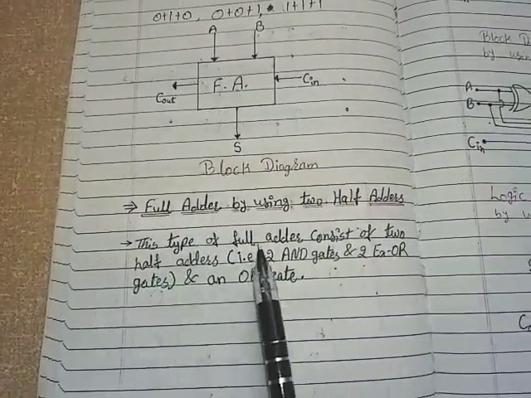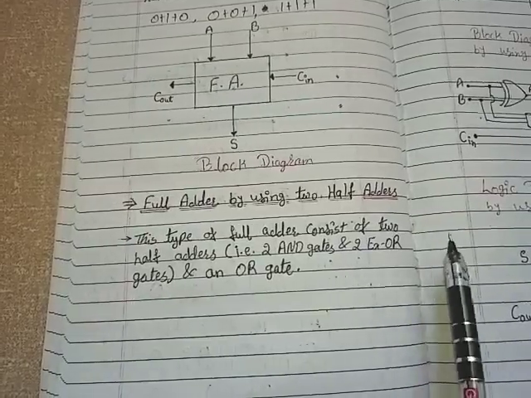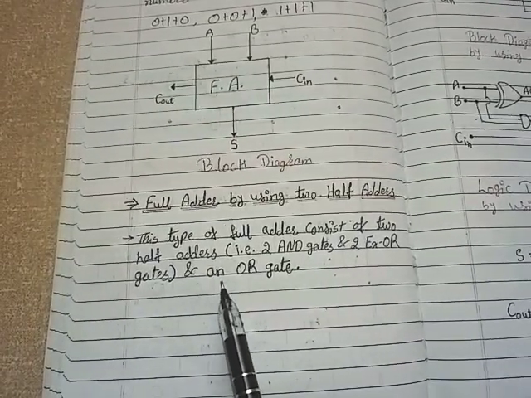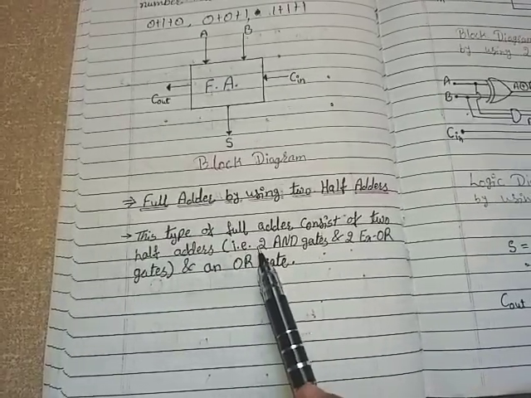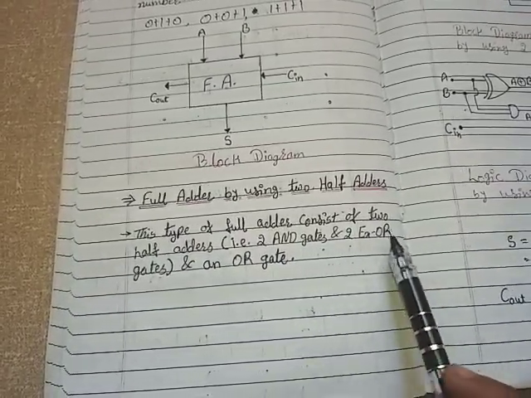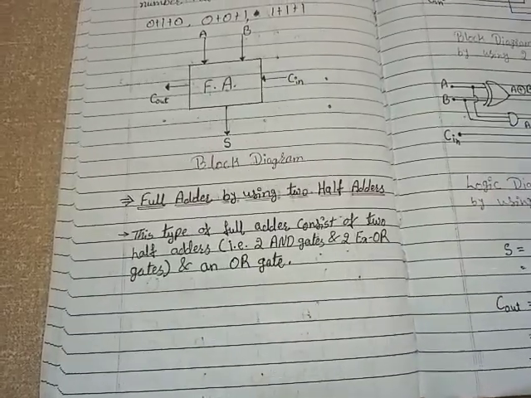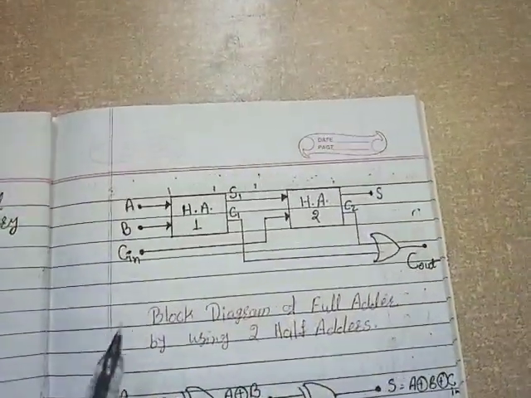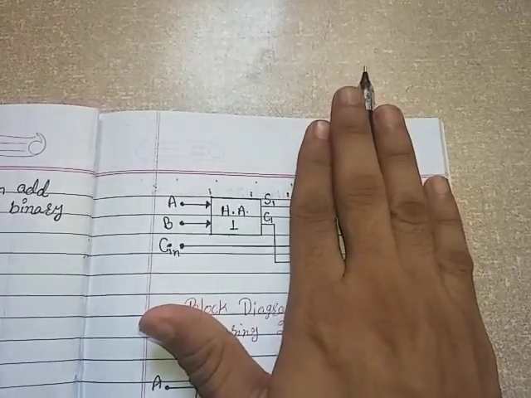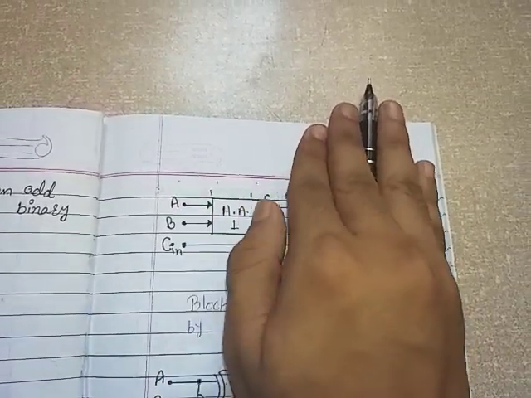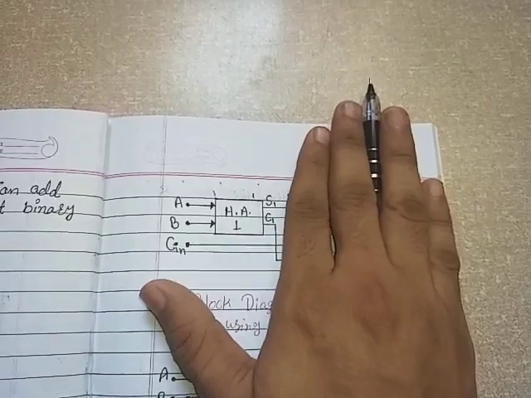This type of full adder consists of two half adders and an OR gate. Two half adders consist of two AND gates and two XOR gates. Here is the block diagram. Here is the first half adder. A, B are two inputs, sum and carry are two outputs.